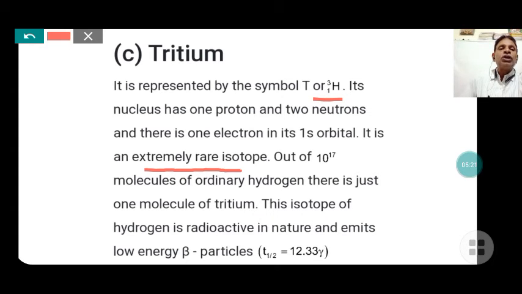Now, tritium is also a hydrogen isotope. Tritium is electroreactive due to the heavy nucleus. It is radioactive, and in nature it emits low alpha particles like that. The half life is 12.33 years.